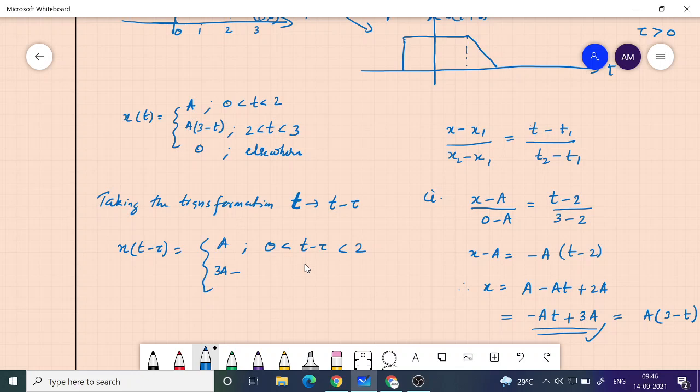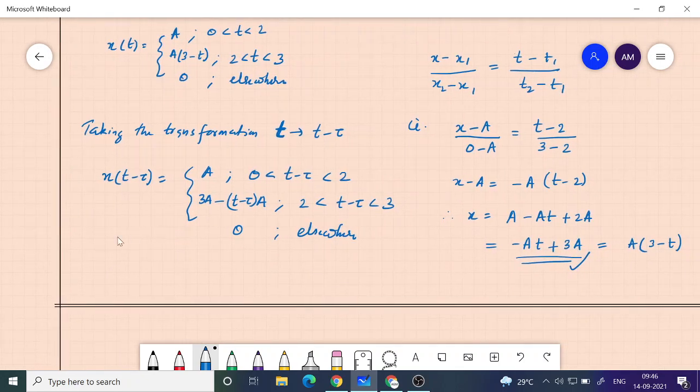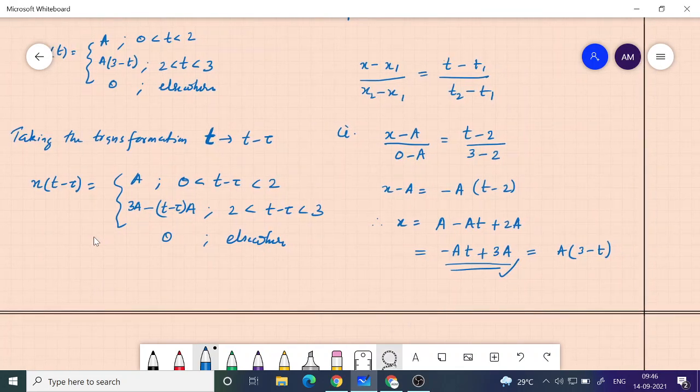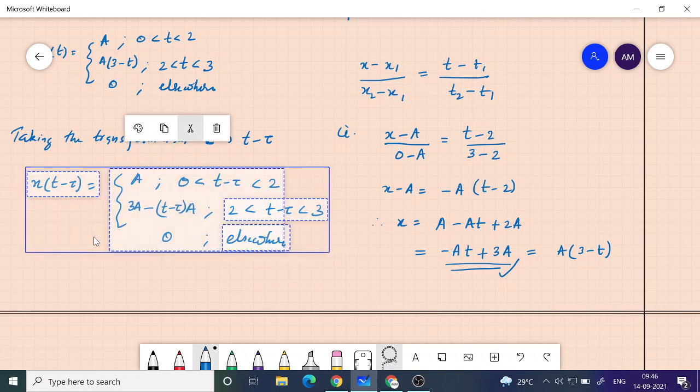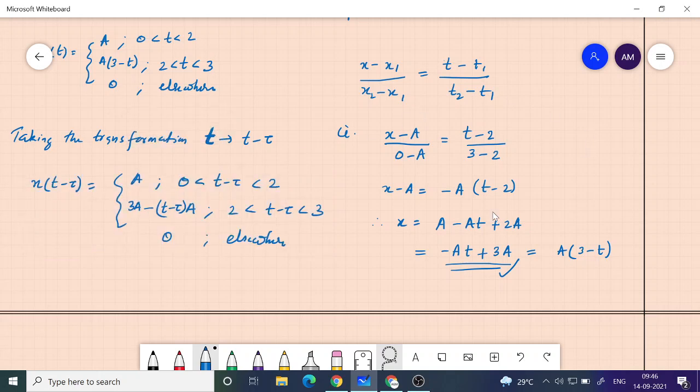Then 3a minus (t minus tau) into a, for 2 less than t minus tau less than 3, and 0 elsewhere. There is no t there, so there is no way I can put t minus tau there. So this is what we have. Now let me just copy this and bring it here.